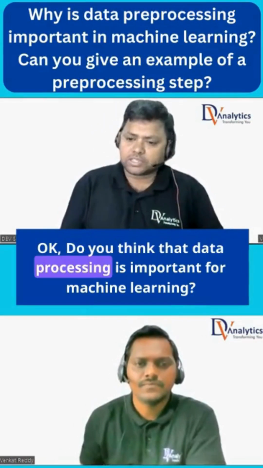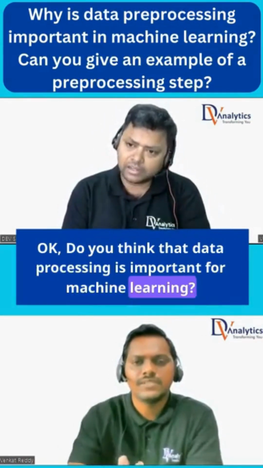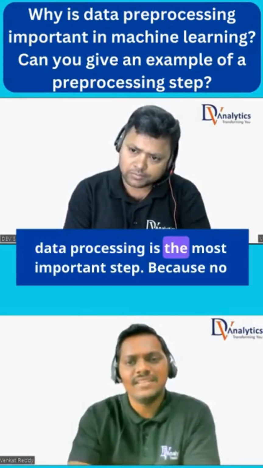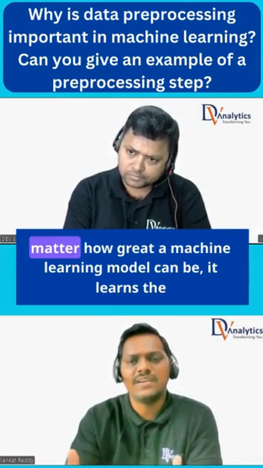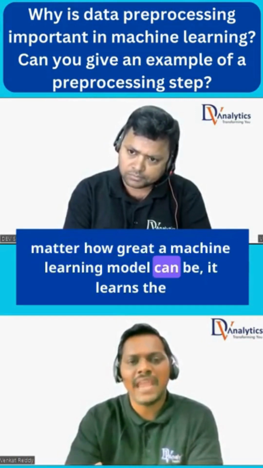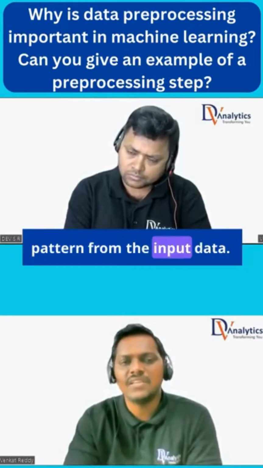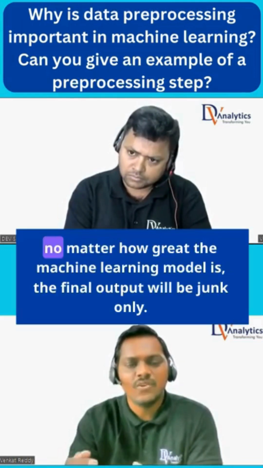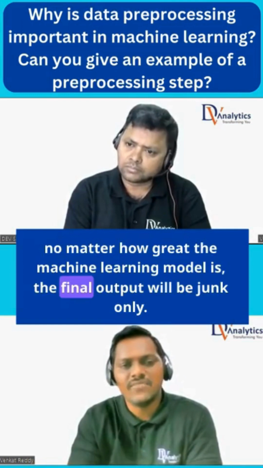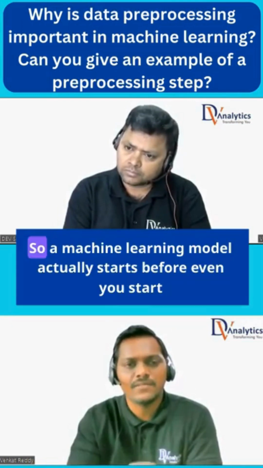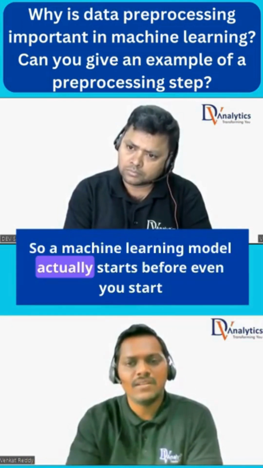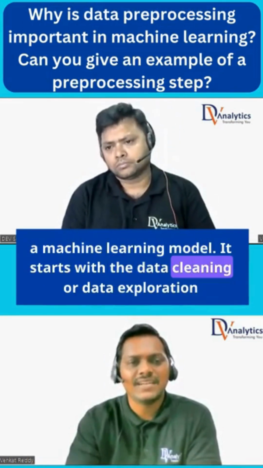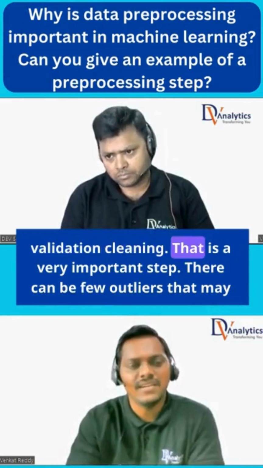Do you think that data processing is important for machine learning? If you ask me, data processing is the most important step, because no matter how great a machine learning model can be, it learns the patterns from the input data. If the input data is totally junk, no matter how great the machine learning model is, the final output will be junk only. So a machine learning project actually starts before you even start building a model. It starts with data cleaning, data exploration, and validation. That is a very important step.